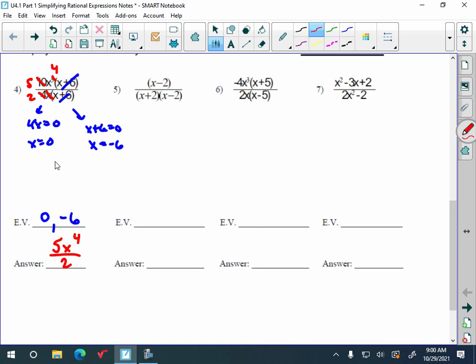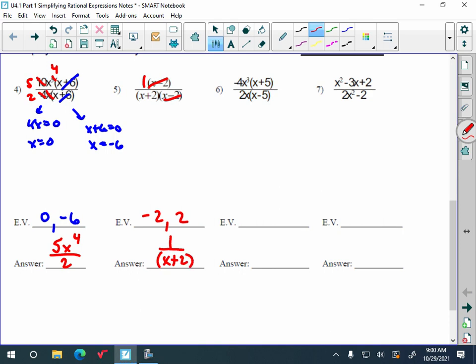Number 5. What are the excluded values? Good, plus or minus 2. You can list them out as separate, or you can use a symbol, either one. Now we want to simplify. I have an x minus 2 on top and bottom, so I can cancel. Now, because everything canceled off the top, I have to leave something on top. I have to leave a 1. And that's as far as you can go with this, so 1 over x plus 2.